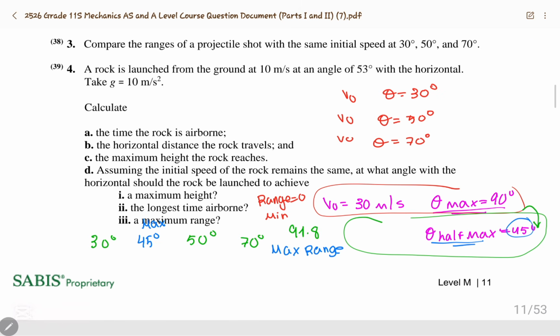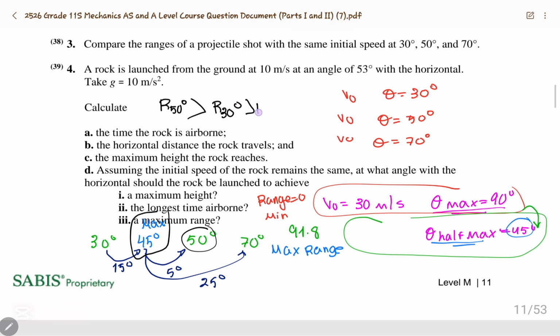From 30 to 45 degrees, that is 15 degrees. From 45 to 50, that is 5 degrees. From 45 to 70, 70 minus 45, that is 25 degrees. So the farther the angle is from 45, which is the maximum, the smaller its range is going to be. Thus, the one with the smallest difference is 50 degrees. So the range of 50 degrees is greater than the range of 30 degrees, which is greater than the range of 70 degrees. And every time you do this, you are always going to get the correct answer.